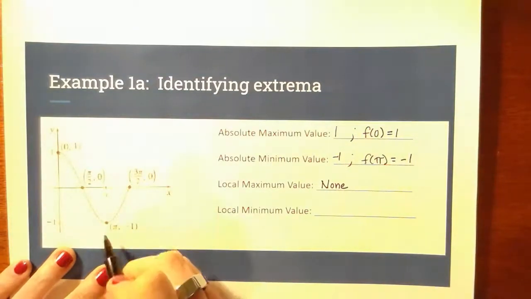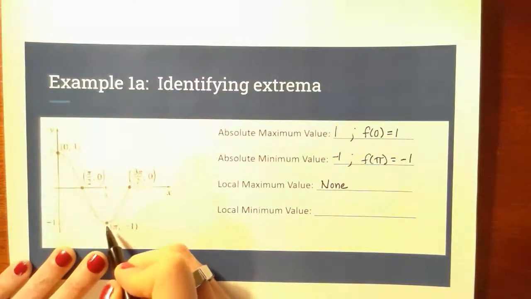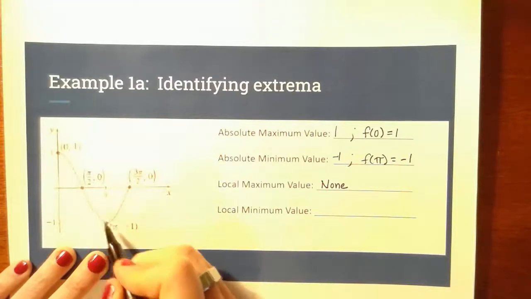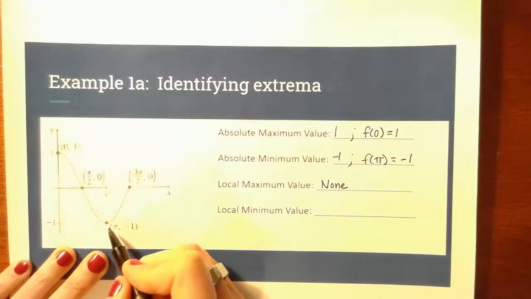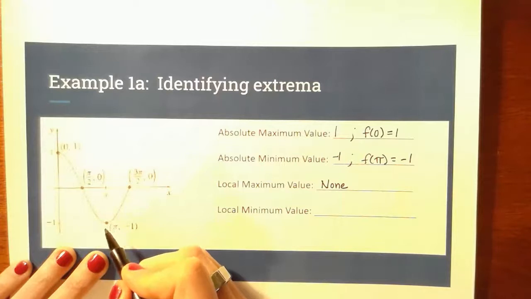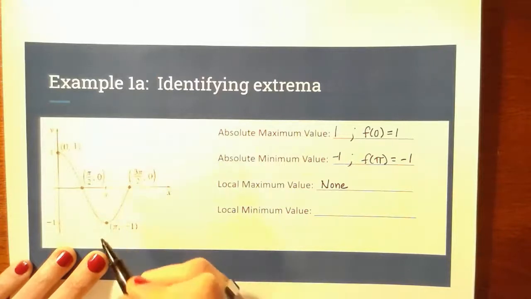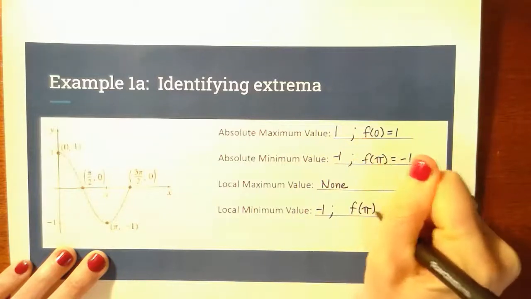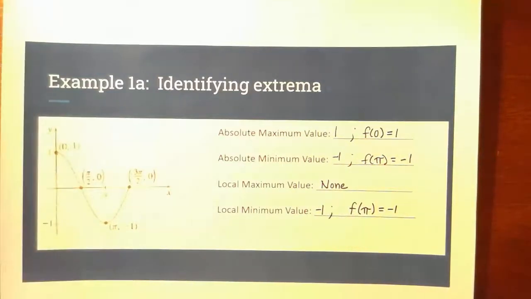But it does have a local minimum because this point is not only the absolute min for this function, but it's also on a smaller domain. If I were to take out a chunk of it, it's the local minimum value for the points near it. So we're going to say that that same value that was our absolute min is also our local minimum value of negative 1. And again, we can define that using function notation if we wanted to. All right, so in this graph, we had some absolute max and min points, and we had a local minimum value, but we didn't get any local maximums.